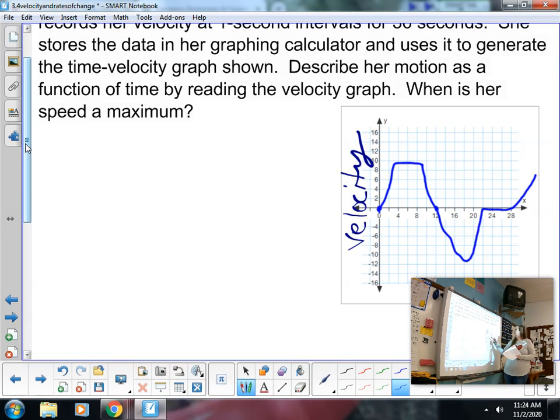So remember, velocity, anything that is above the axis would be where she's moving right. Anything that's below is where she is moving left.